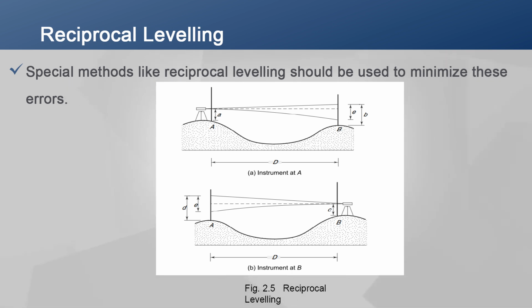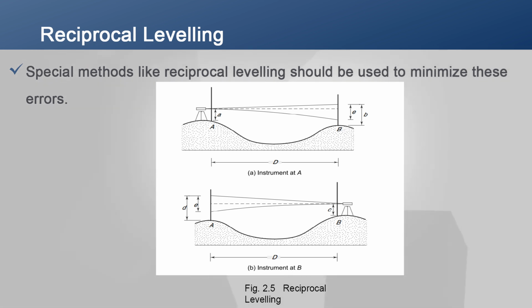In this method, the instrument is set up near one point, say A, on one side of the valley, and a reading is taken on the staff held at A, as shown in the figure, near the instrument, and on the staff at B on the other side of the valley. Let these readings be small a and small b respectively.